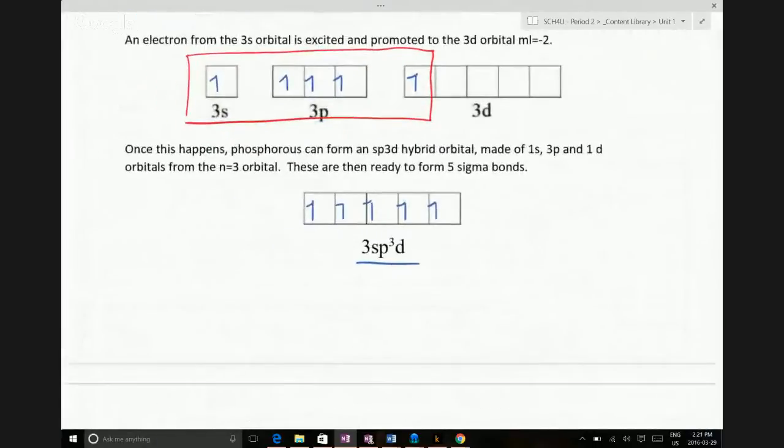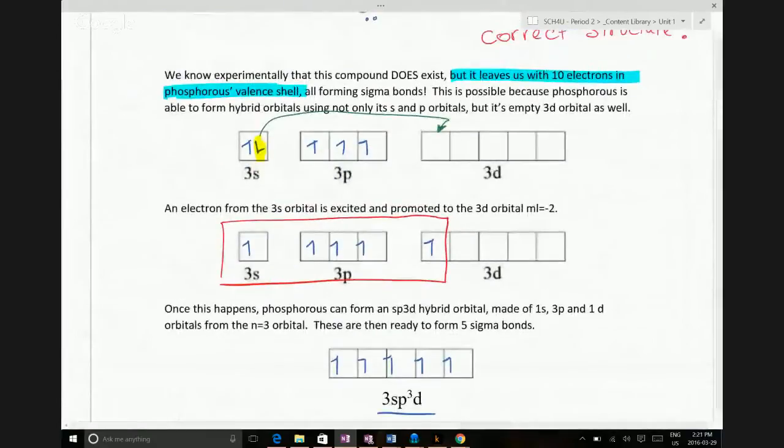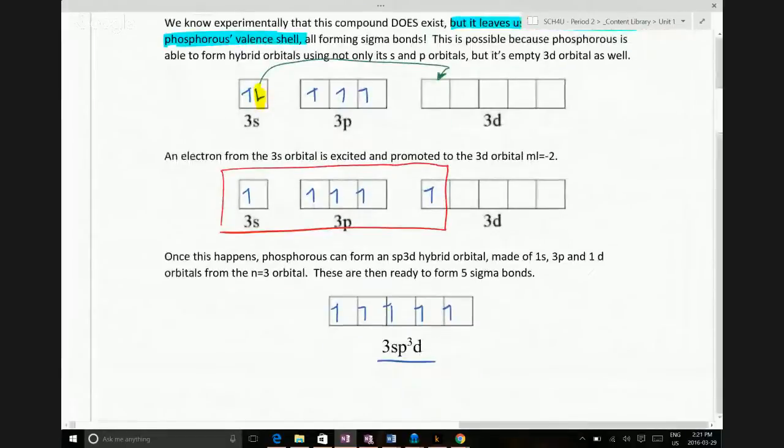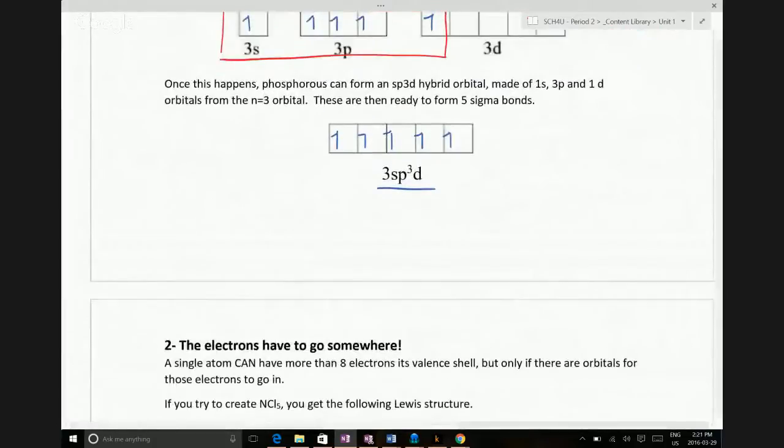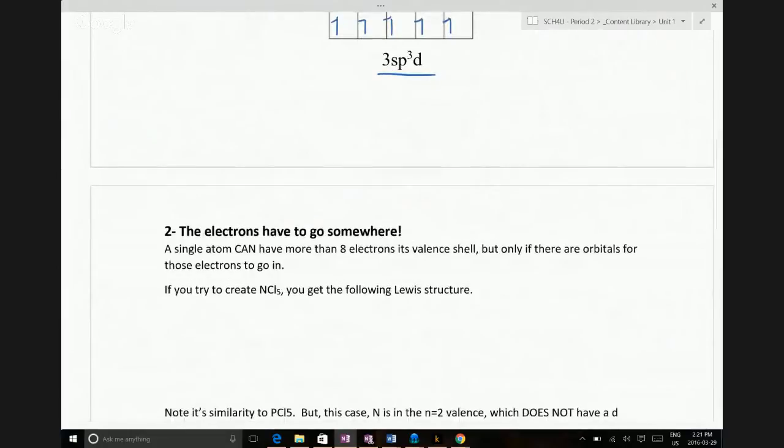So by this method, by promoting an electron to the d orbital, we can end up with more electrons in the valence than just 8.